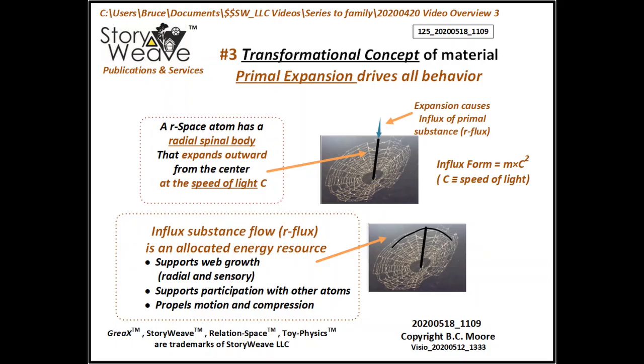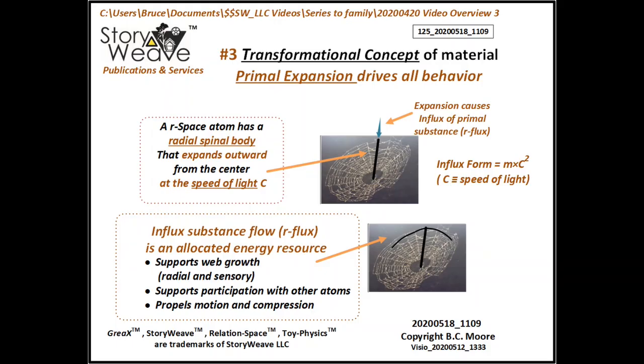So these are R space universes, and this is the one with just one pointing dimension. It's a one-dimensional universe as far as motion. And it has a radial spinal body. All of them do, this one and the higher dimensional ones. That radial spinal body expands outward from the center at the speed of light. So we just calibrate it to say that it expands at our speed of light that we experience and measure.